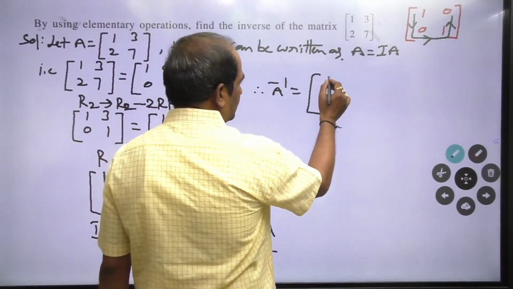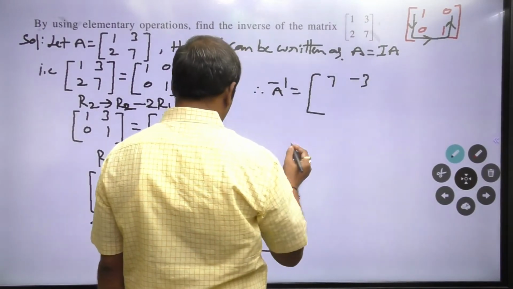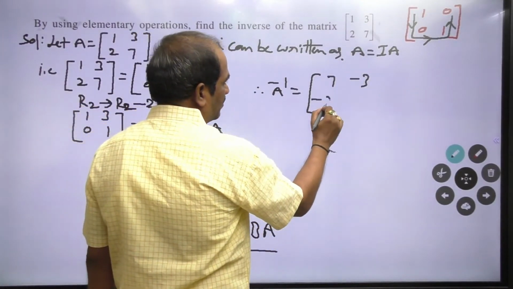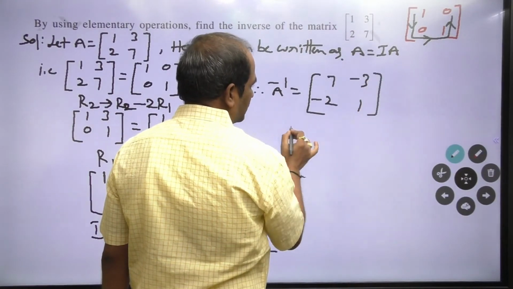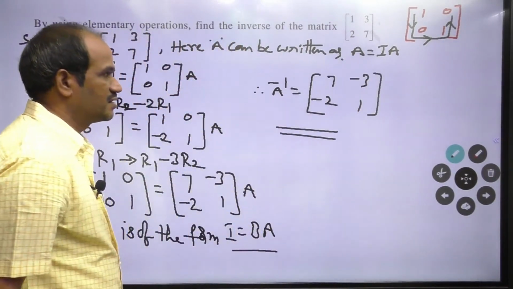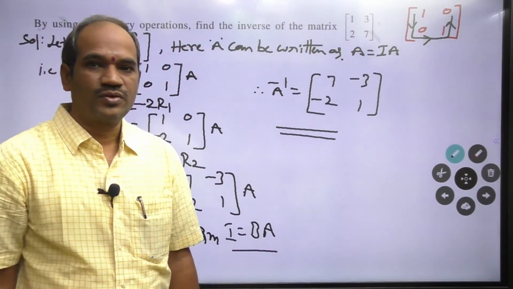B matrix is 7 minus 3. Next, minus 2 1. This is the inverse of A. All problems are processed the same way.